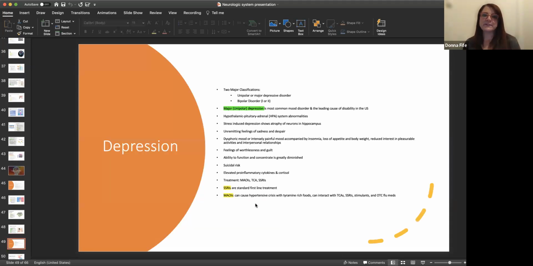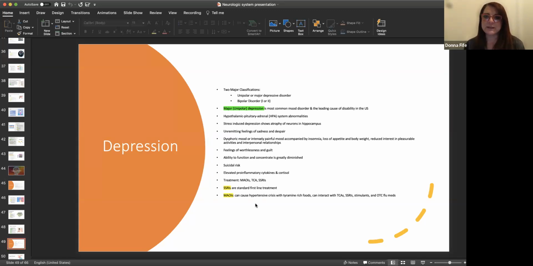Depression can be classified as unipolar or major depressive disorder, or bipolar disorder, and that can be broken down into bipolar 1 or 2. Major unipolar depression is the most common mood disorder, and it's a leading cause of disability in the United States. There are hypothalamic-pituitary-adrenal HPA system abnormalities. Stress-induced depression shows atrophy of neurons in the hippocampus. There are unremitting feelings of sadness and feelings of despair.